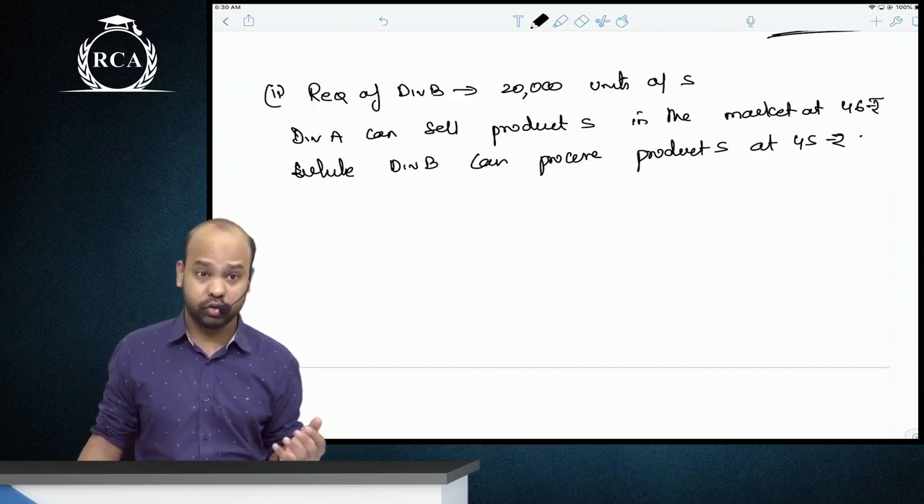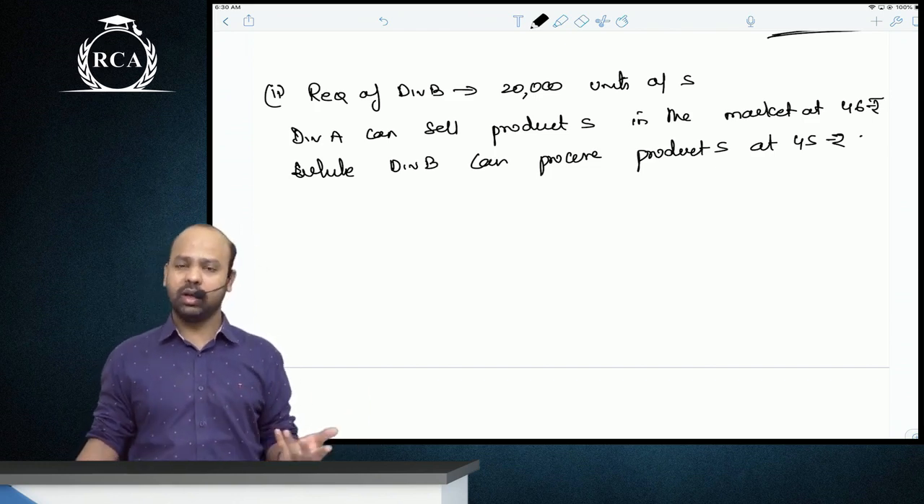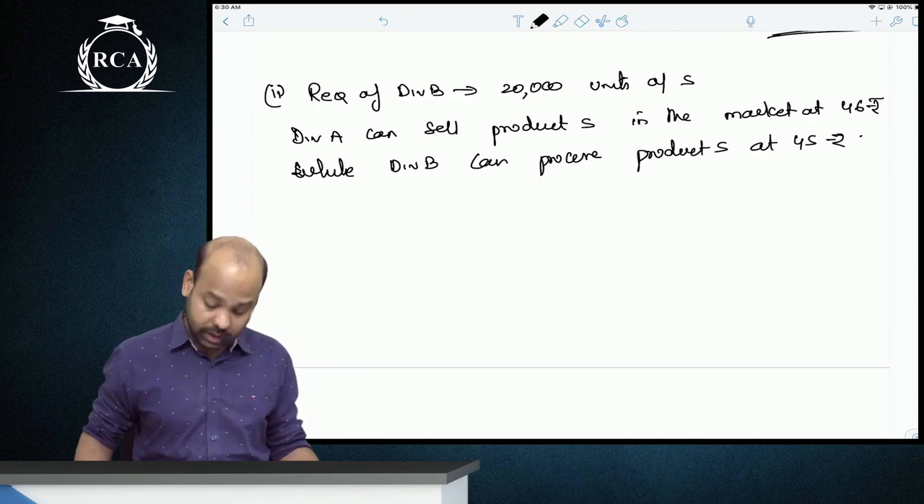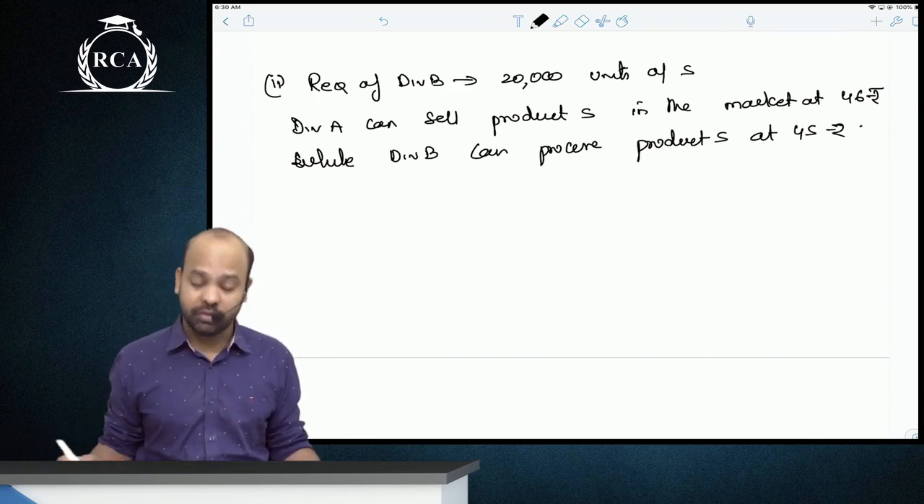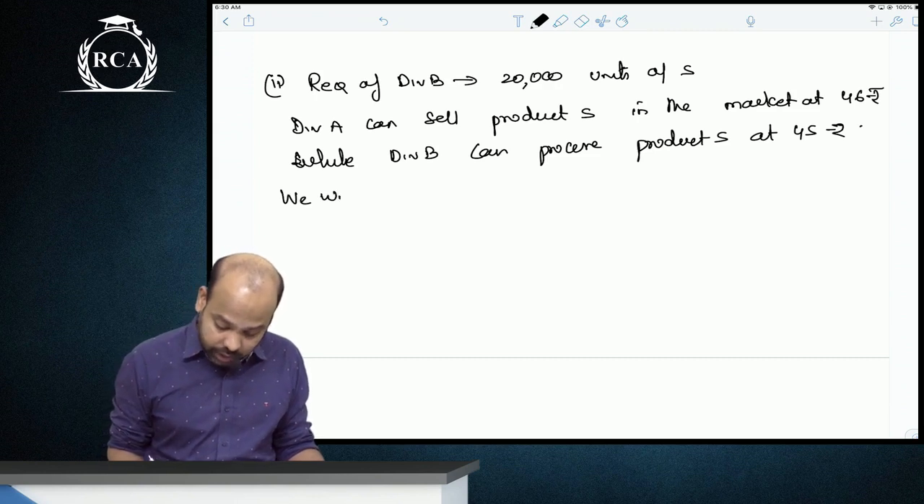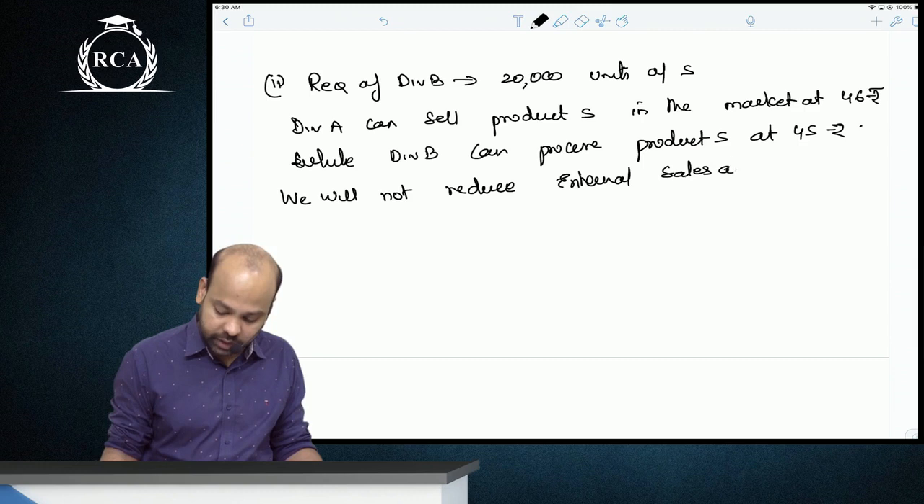Just like all the outsourcing decisions, make or buy decisions, whatever factors you are supposed to take into consideration, the same factors would apply here as well. But here, when you say division A can sell at 46 rupees, we will not reduce external sales of product S. Will we, guys? No sir. We will not reduce external sales of product S to transfer to division B.